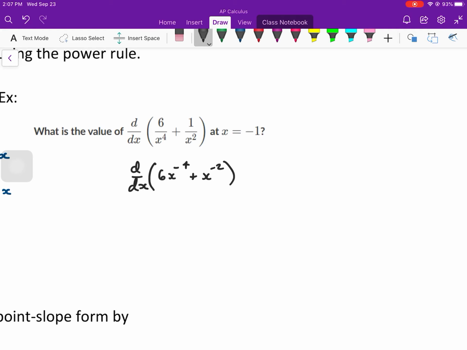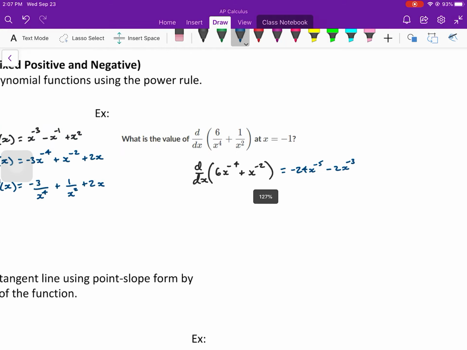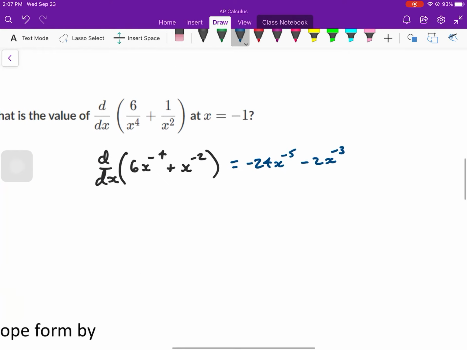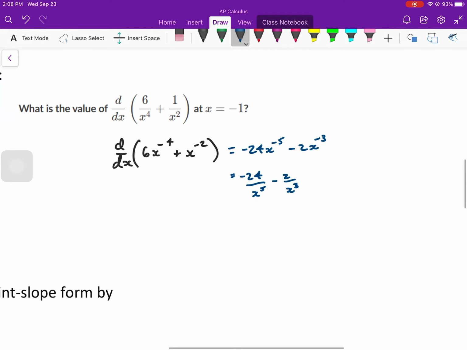And see, I didn't take the derivative yet, so I'm not going to get rid of the d dx until I take the derivative. So that derivative would be negative 24x to the negative 5 minus 2x to the negative 3. And we have to go ahead and rewrite that one in order to evaluate it. So we have negative 24 over x to the 5th minus 2 over x to the 3rd.